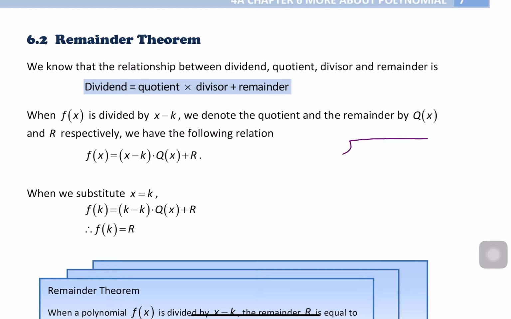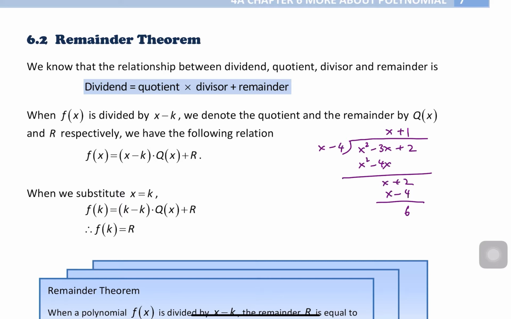If we have a dividend, x squared minus 3x plus 2, and I want to divide by x minus 4, I know according to long division, this is x squared minus 4x, and then x plus 2, and this is plus 1, this is x minus 4. The remainder is equal to 6. If I only want to determine the value of the remainder, we have a shortcut method.